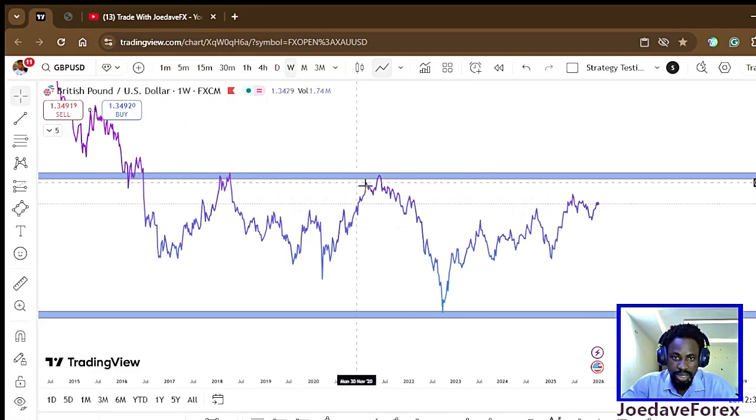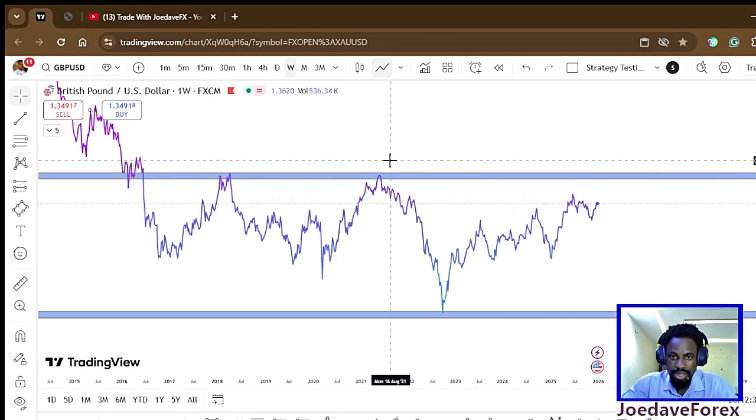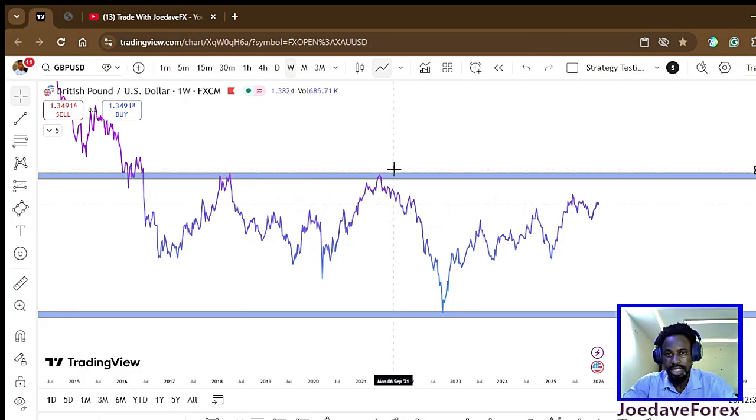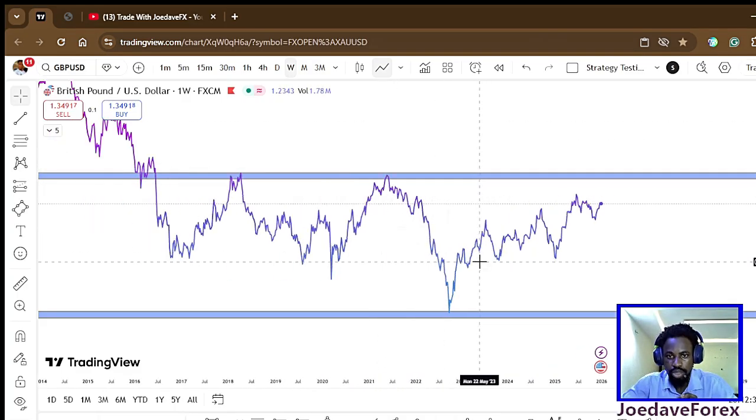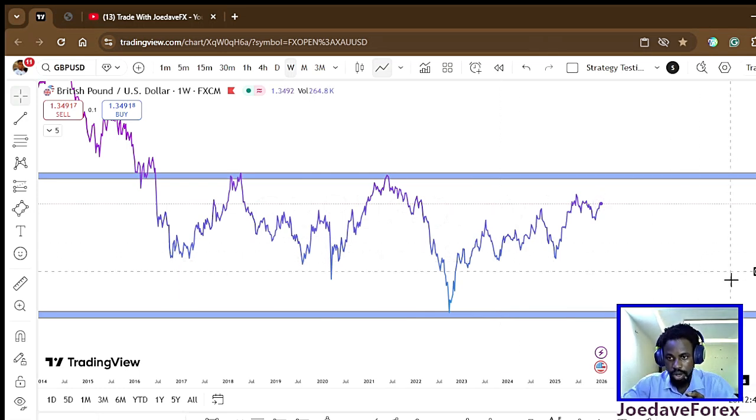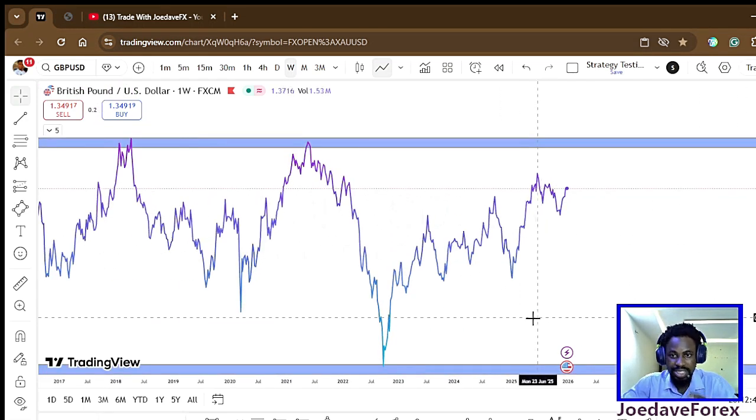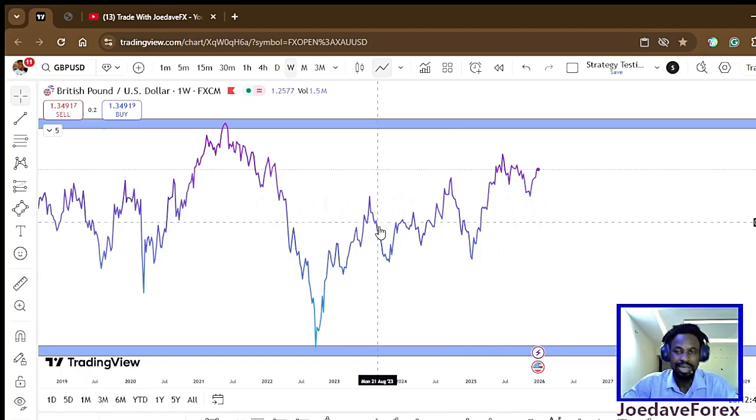So anything that makes price take out the last low that was created is signifying a change in character, and that's telling us that we are now in a bullish move. But presently, still looking at this market from the higher time frame perspective, from the weekly and monthly time frame perspective, we are still in a downtrend.